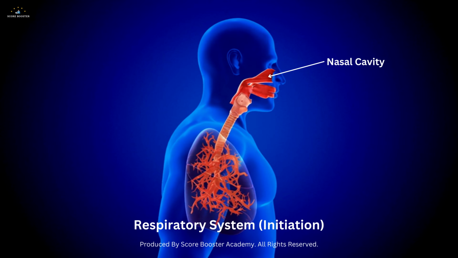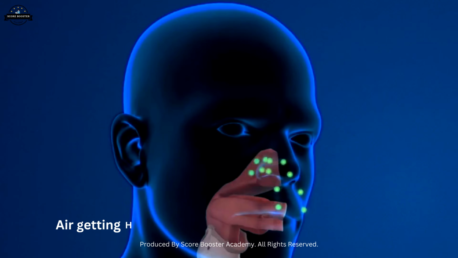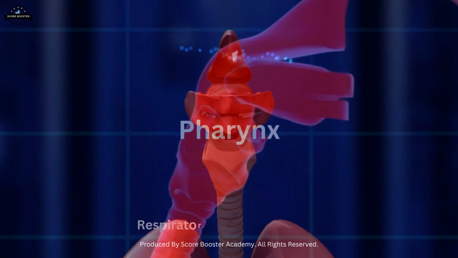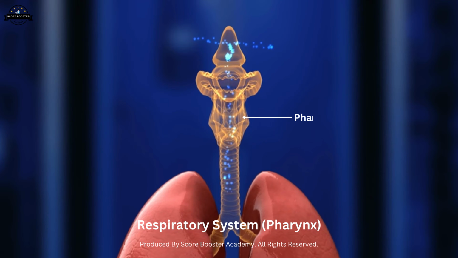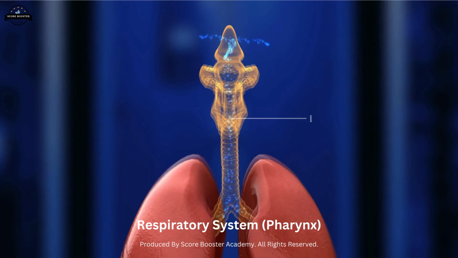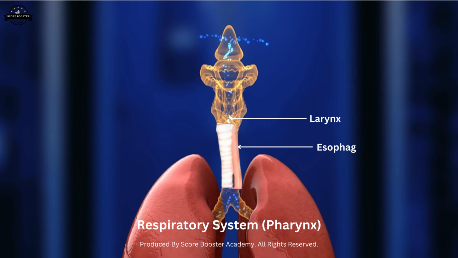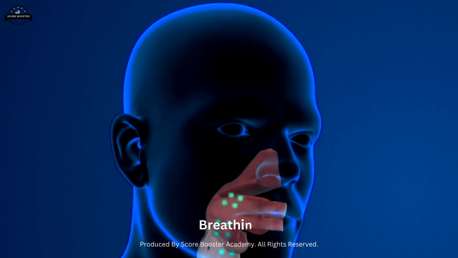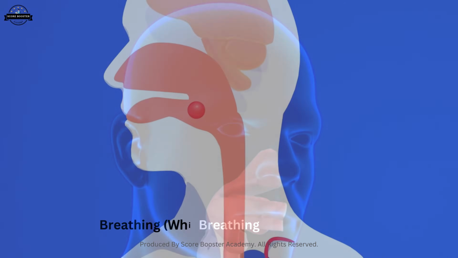Within this cavity, the air is humidified, filtered, and warmed by the intricate network of blood vessels and mucous membranes lining the passage. Pharynx. Moving deeper into the system, we encounter the pharynx, a junction connecting the nasal cavity and the oral cavity to the larynx and esophagus. It serves as a crossroads for both the respiratory and digestive systems, allowing us to breathe while consuming food and liquids.